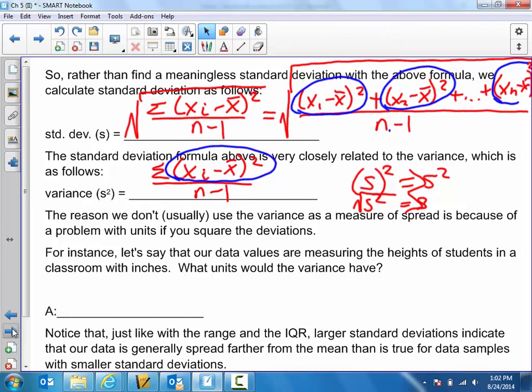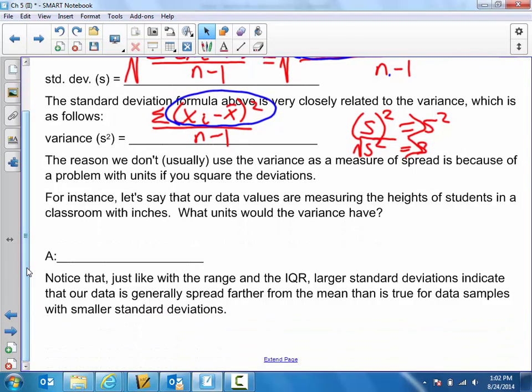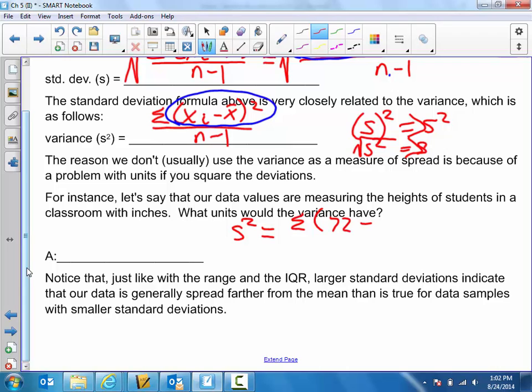You're not taking the square root of all these added squared differences. You're just leaving that calculation without the square root. But the problem, and the reason we use standard deviation instead of variance, is that if you were, for instance, measuring the height of students in a classroom in inches, and using the variance formula, your s squared would be equal to the sum of someone's height in inches, let's say 72, minus the mean for the class, let's say 65. When you square that, this is inches.